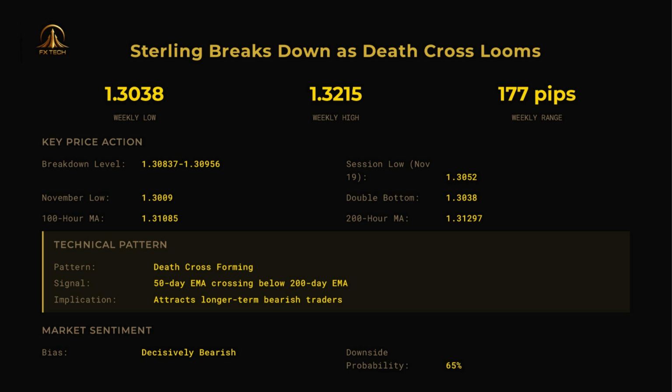The weekly range extended from a low of 1.3038 to a high of 1.3215, representing approximately 177 pips of volatility. Most significantly, a death cross pattern is forming, with the 50-day exponential moving average poised to cross below the 200-day EMA, a technical development that historically attracts longer-term bearish traders. Market sentiment is decisively bearish, with a 65% probability of further downside in the near term.